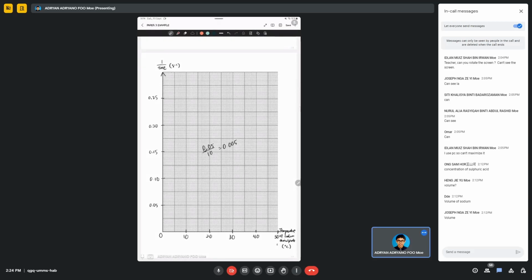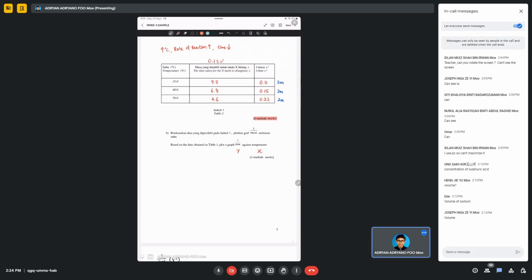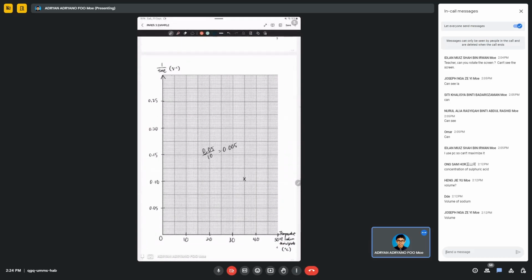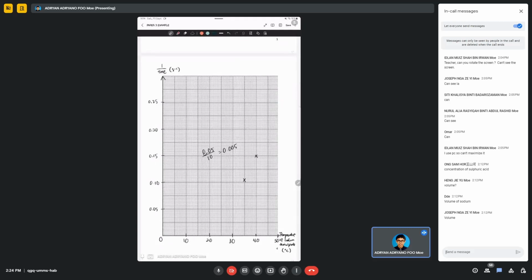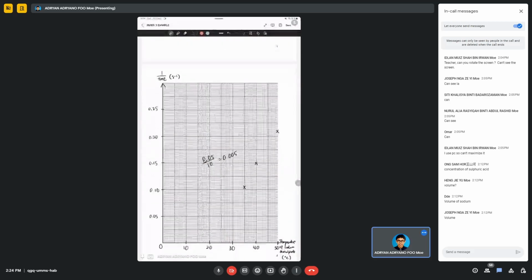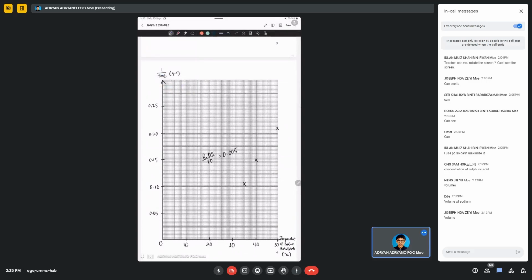Okay, here is my first point. The second point is 40 and 0.15. Label it directly. And then the last is 50 and 0.22, okay, 0.22 here. Then what do you do? Because you only have 3 points, right? So you need to find the best fit line.